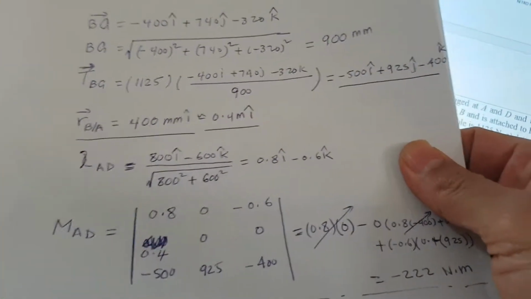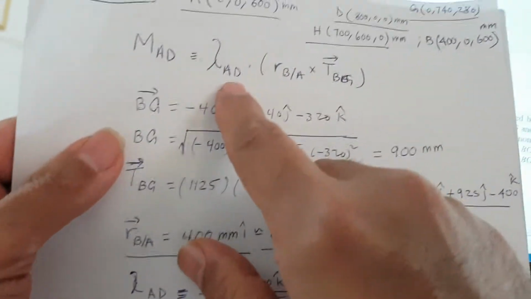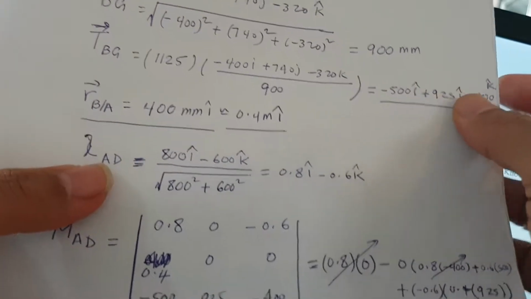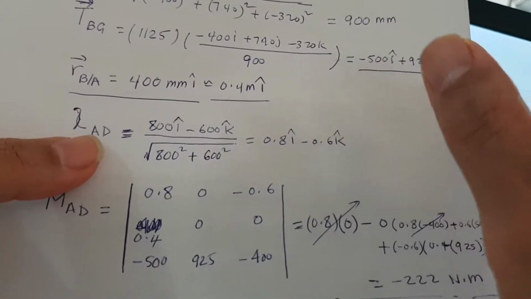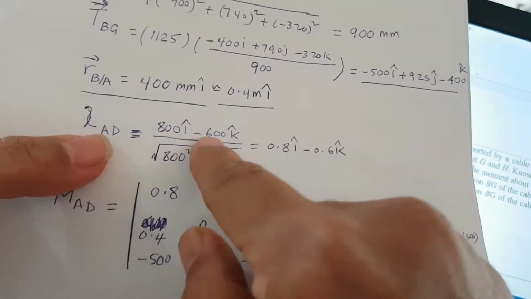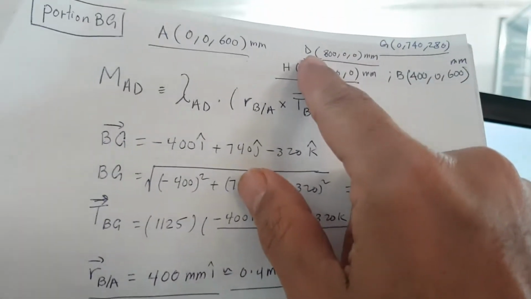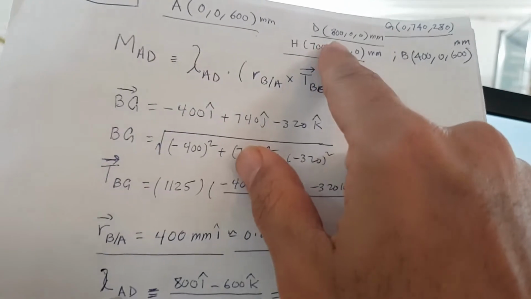This is the r_BA. At the end, what are we going to do with the equation? Unit vector AD. We have to find unit vector AD, which means, first of all, we're going to put the vector AD at the top, which means DA, 800 minus 0, it's 800I.